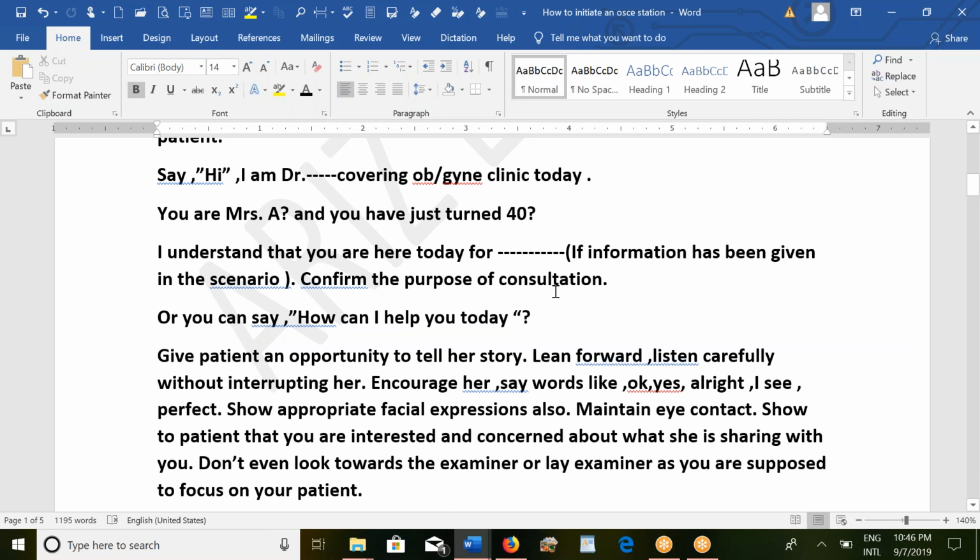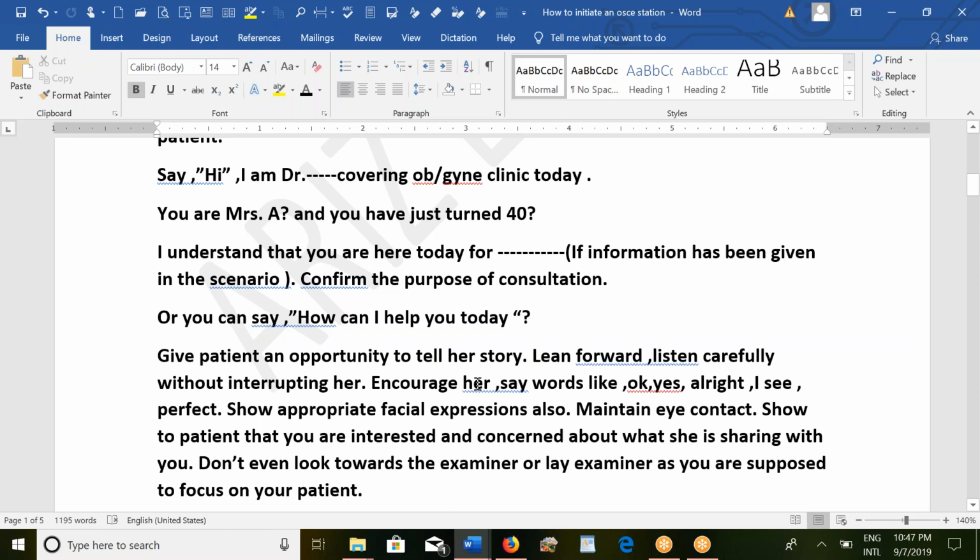Confirm the purpose of consultation. Or you can say, "How can I help you today?" Give patient an opportunity to tell her story. Lean forward. Listen carefully without interrupting her.